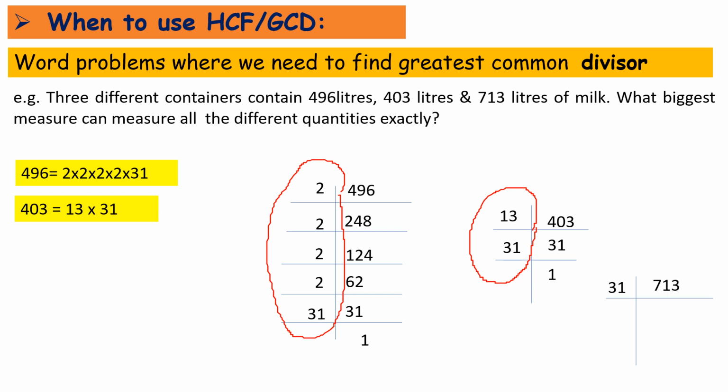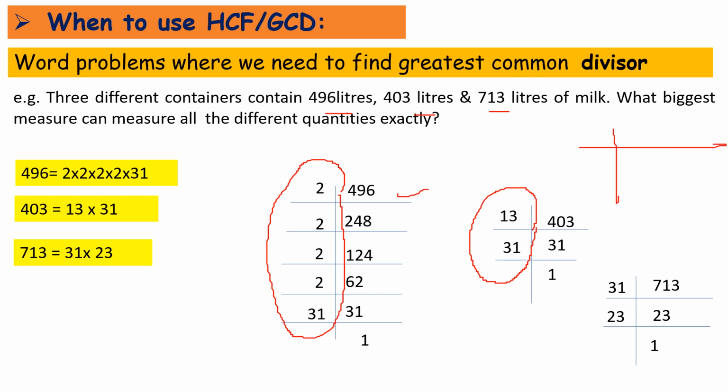Now next is 713. Again here we start with 31. 31 times 23 is 713, and then 23 is a prime number, so 23 times 1. So we'll write down here. Basically, when we have big numbers like 496, 403 and 713, it is always advisable to find their factors separately instead of finding them simultaneously.